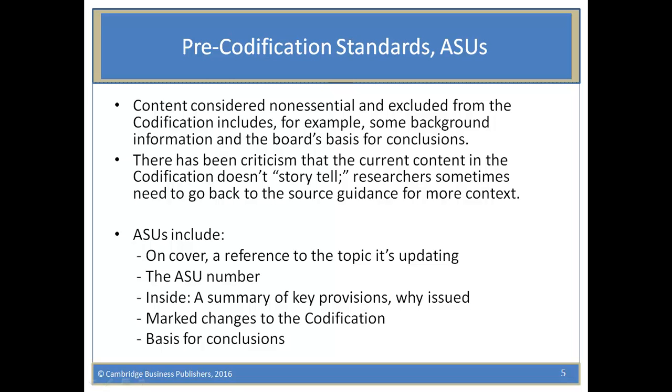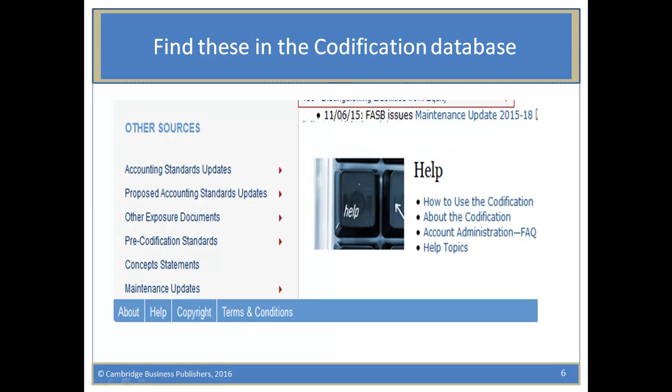Accounting standard updates include a reference to the topic it is updating, the Accounting Standards Update number, a summary of key provisions, why these were issued, marked changes to the codification, and a basis for conclusion. You can find these in the codification database under Other Sources. Note Accounting Standards Updates, Proposed Accounting Standards Updates, and Pre-codification Standards, as well as the concept statements.